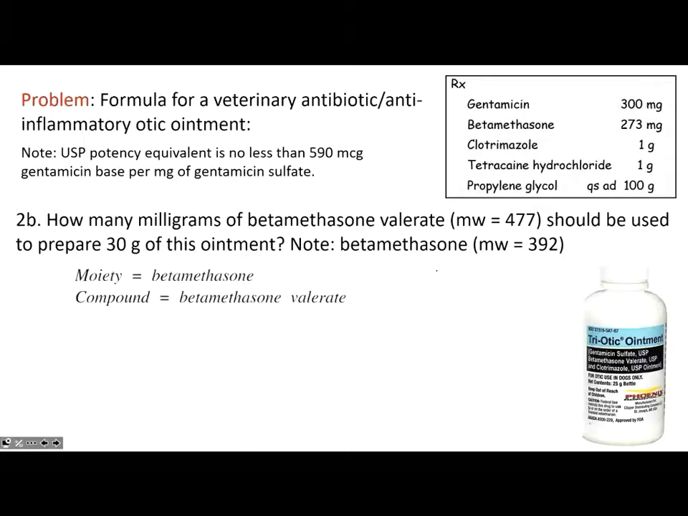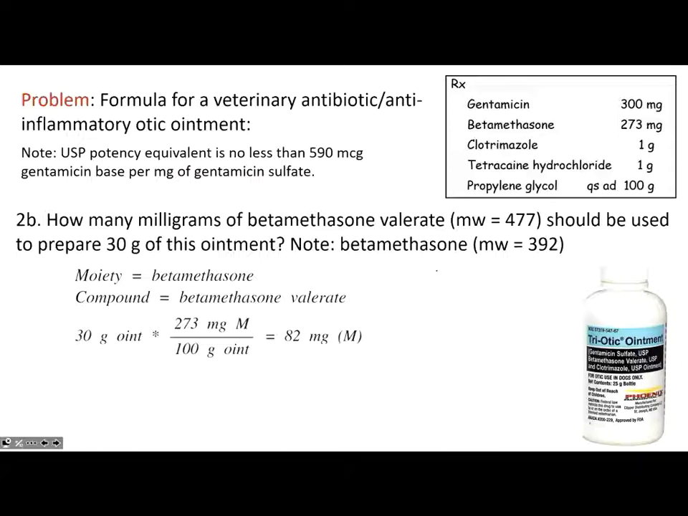Where do you start? You start by making sure you know what's what. Okay, in this case, I'm going to label M for moiety equals betamethasone. I don't want to get confused. C for compound is the compound that contains the betamethasone. That's the betamethasone valerate. Right? Very important with these to label what's what before you do any of the math.